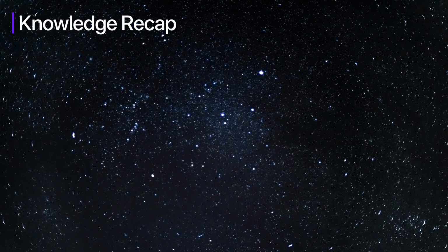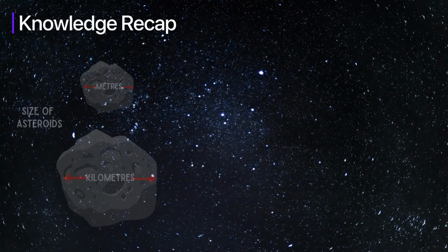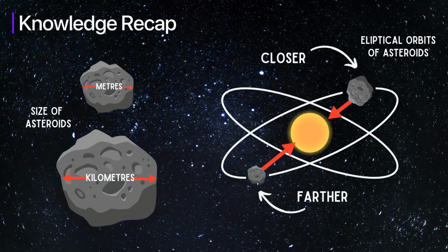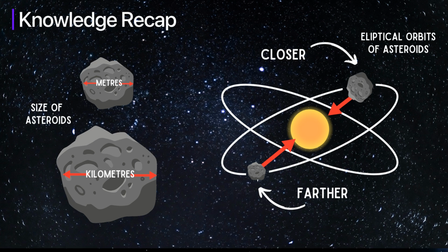So far, we have explored asteroids in terms of their size, elliptical orbits, and the regions of the solar system where they are mainly found. We will now delve into the unique features of comets and how they differ from asteroids in terms of composition and appearance. Let's get started.